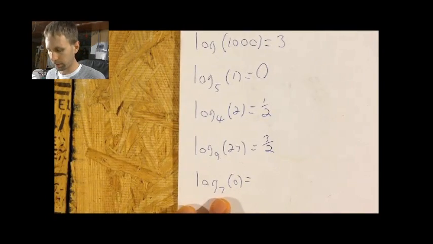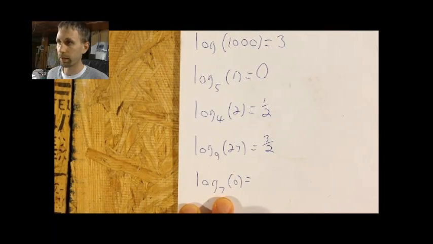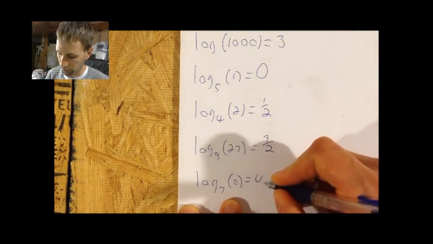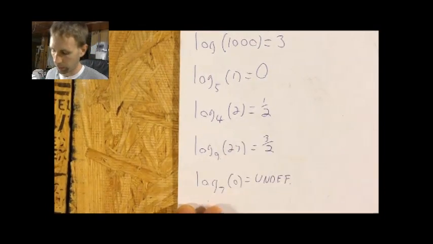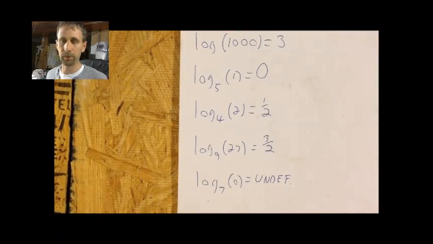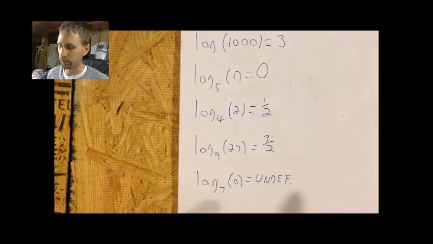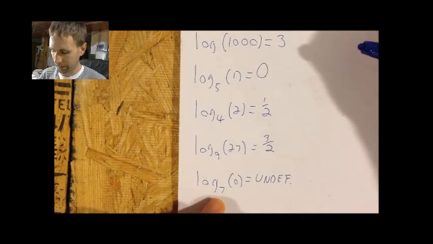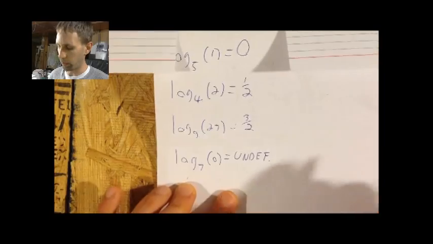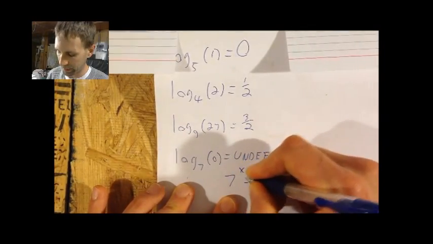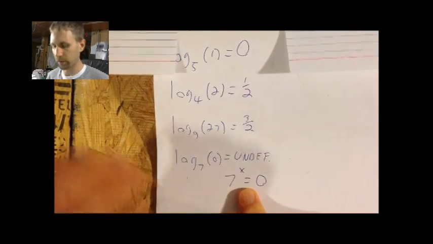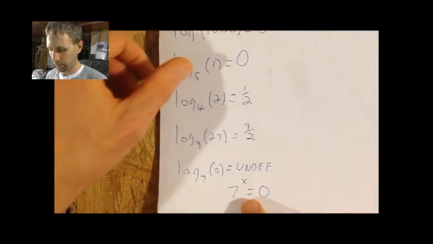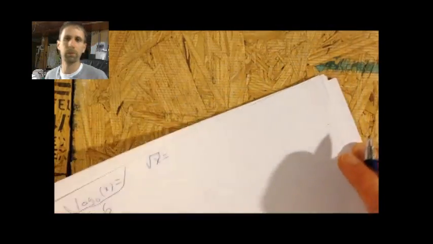And then we've got this last one, log base 7 of 0. That asks the question, 7 to what power gives 0, and there is no such number, so this is undefined. You cannot take the log of something that's not positive, because all these log expressions correspond with some exponential relationship, and there is no solution to the equation 7 to the x equals 0. So log base 7 of 0 is undefined. It's just like trying to divide by 0.